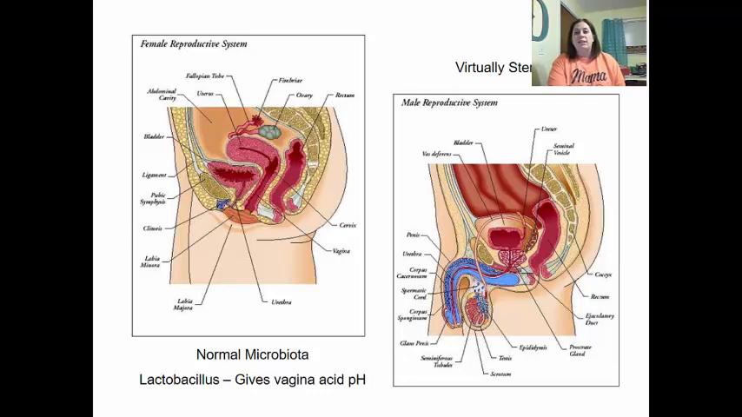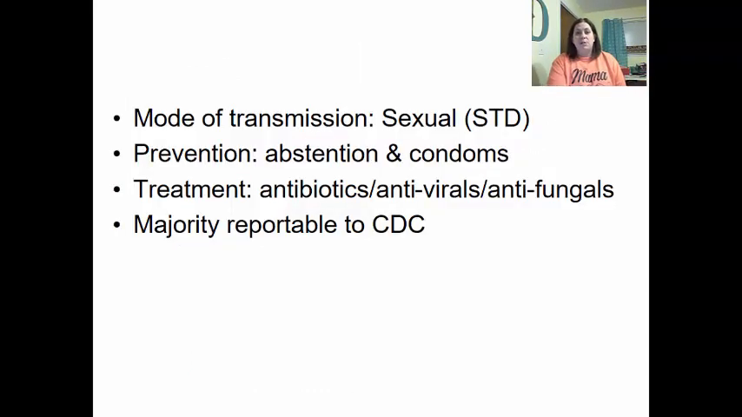However, in males, their reproductive system is virtually sterile. There should not be many natural microbiota present in their reproductive system. Now, the mode of transmission most of the time for the reproductive system diseases is sexual, and this is why a lot of times they were called STDs, or sexually transmitted diseases.